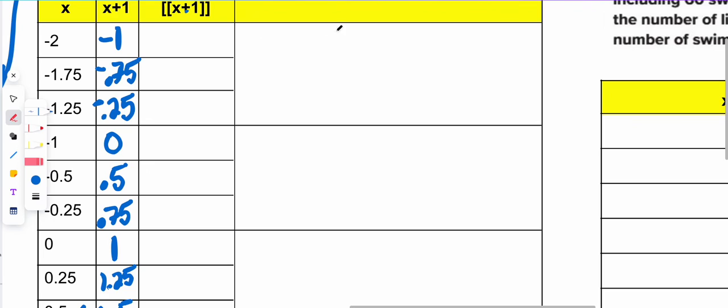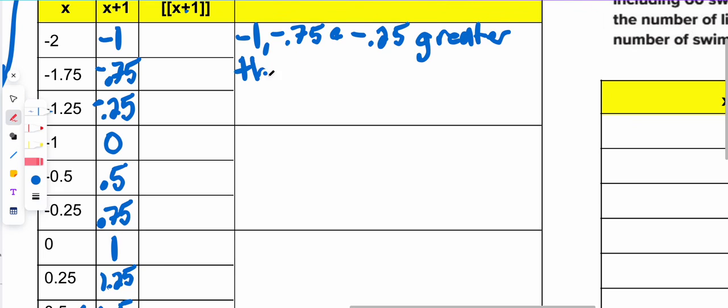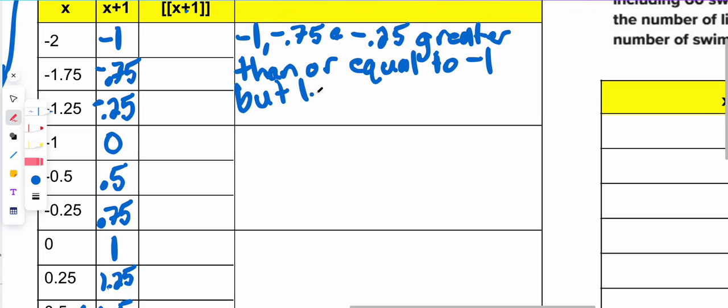So that's what I have this box for. Negative 1, negative 0.75, and negative 0.25 are greater than or equal to negative 1, but less than 0. So remember, for the function, we write the integer that they're greater than. Since they're all 3 greater than negative 1, all 3 of these then become negative 1 in our graph.